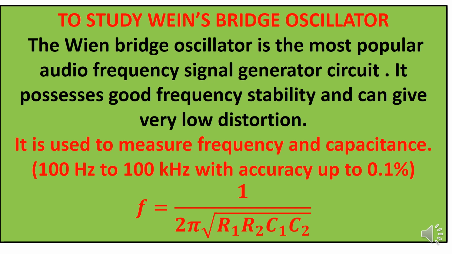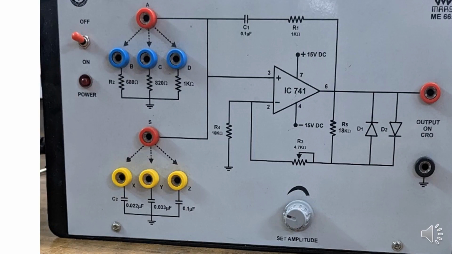This is the range for the frequency, and the formula uses 1 by 2 pi root of R1, R2, C1, C2, that you will try later on. You will see this parameter we will try. This is the Wein's bridge oscillator. So that is this one.